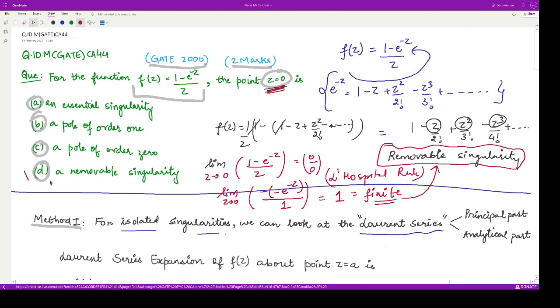So here option D is the correct option. I hope you understood this question and concept well.